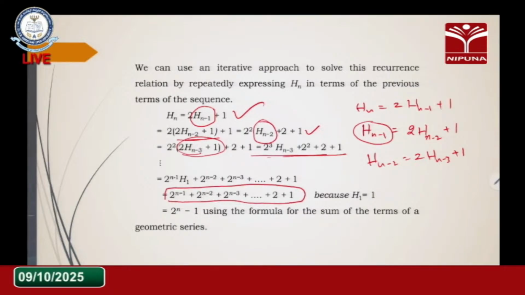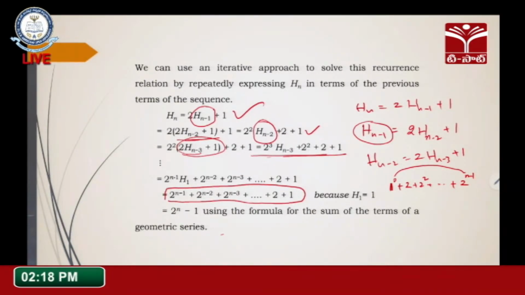What is this structure? Read from the right side: 1 plus 2 square plus up to 2 power n minus 1. Like this, 1 plus 2 square and so on, up to 2 to the power of n minus 1. How many terms are these? This 1 stands for 2 power 0. Yes, 0 to n minus 1 means n terms are there.